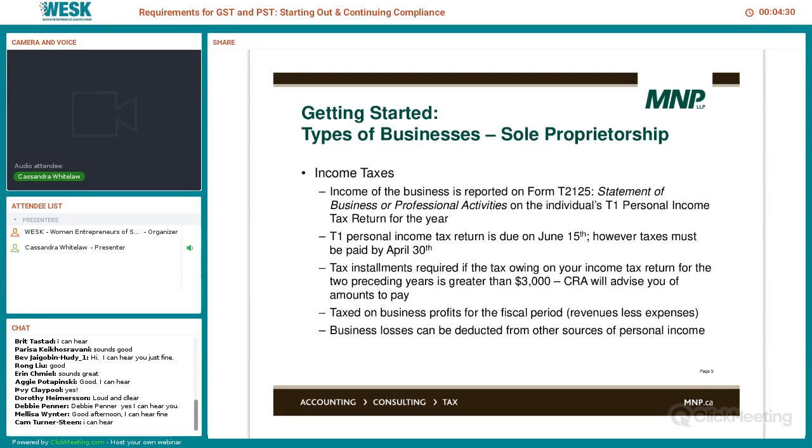If your taxes in the prior years are high enough, then you will be required to make personal tax installments. For individual accounts, if you do need to make tax installments, the CRA will notify you. One advantage of sole proprietorships for tax purposes is that if you have any losses with your business, you can use them against other sources of personal income that you might have.